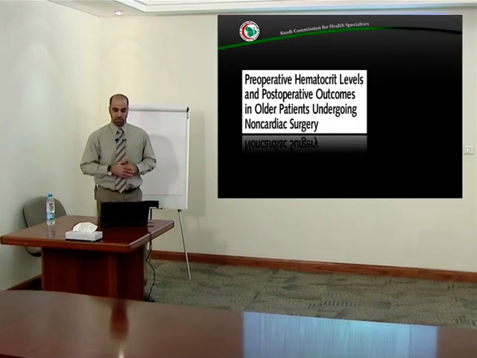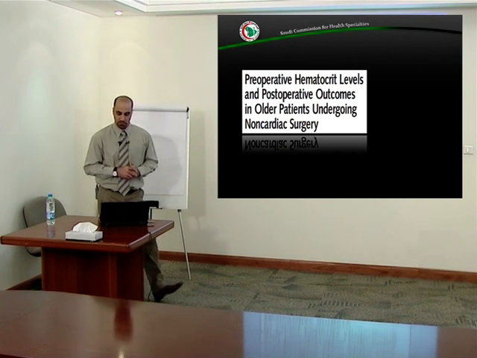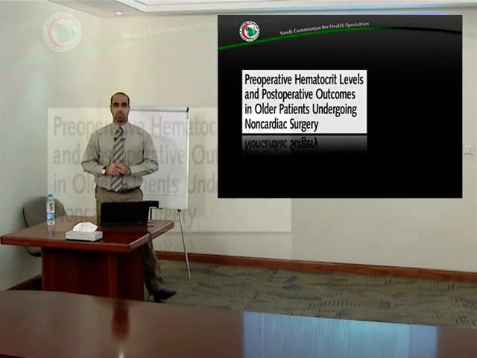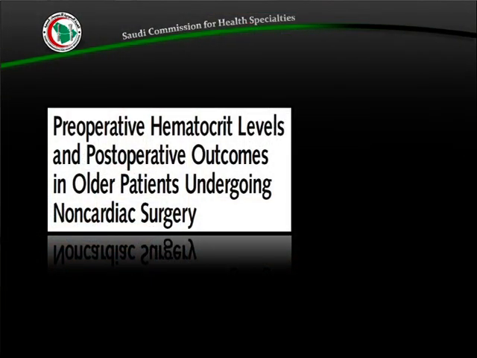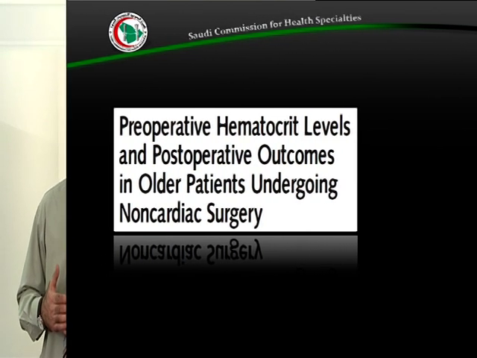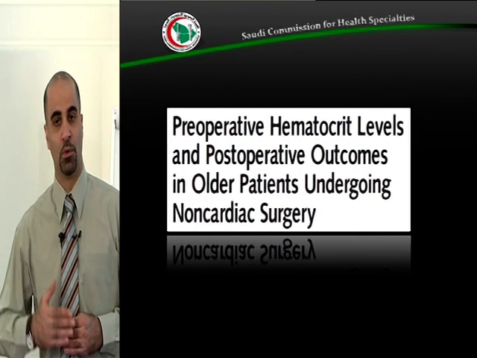So first of all, the title, in this case, Preoperative Hematocrit Levels and Postoperative Outcomes in Older Patients Undergoing Non-Cardiac Surgery. There are so many things that we have to look for in the title of the article more specifically. In other words, the first screening point for your literature review is the title. When you are looking for articles published on a certain topic, the first thing you scan through is the title.